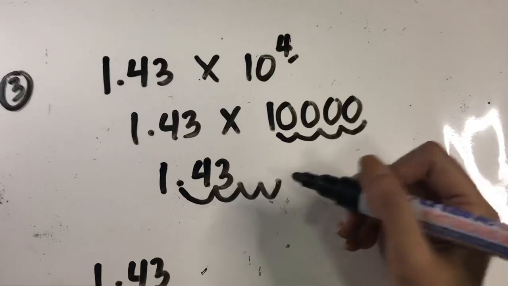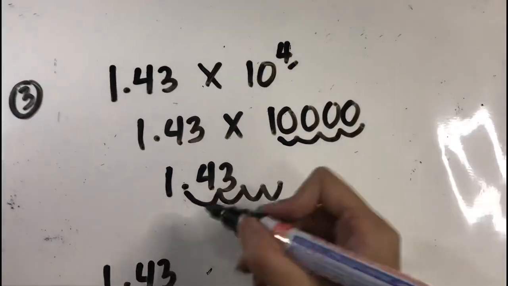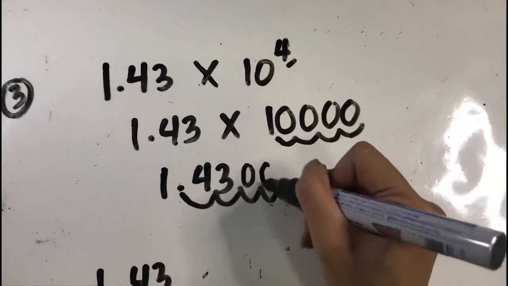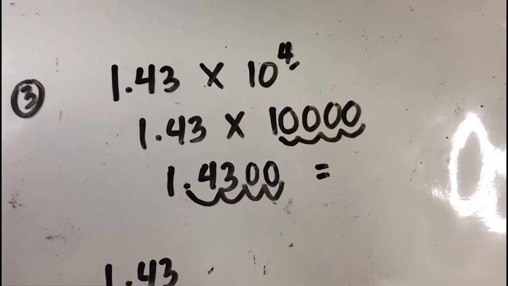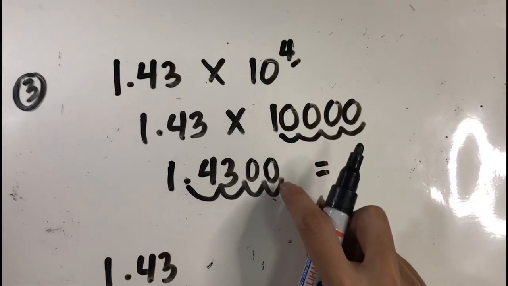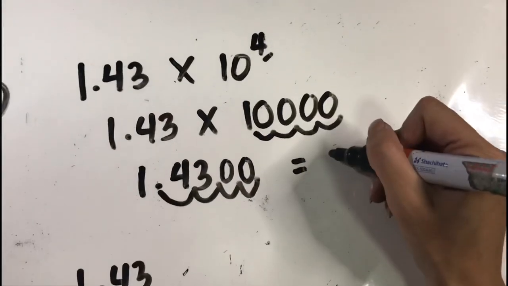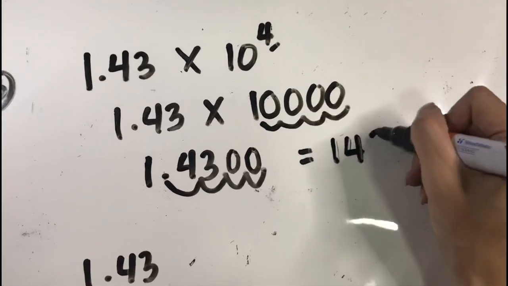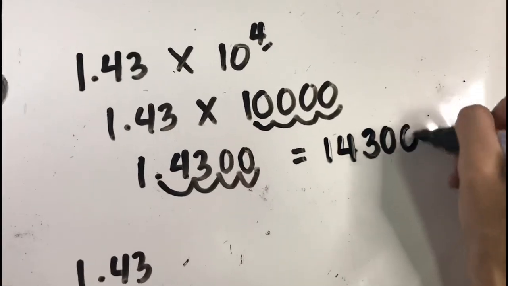And since we have empty spaces here, we add 0, so it will be equivalent to 14300.